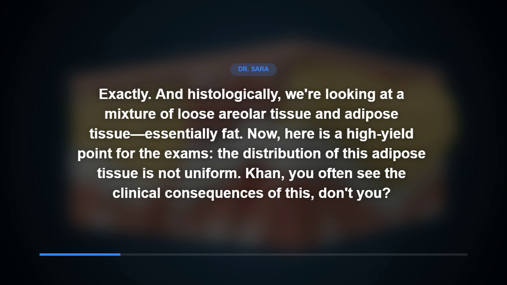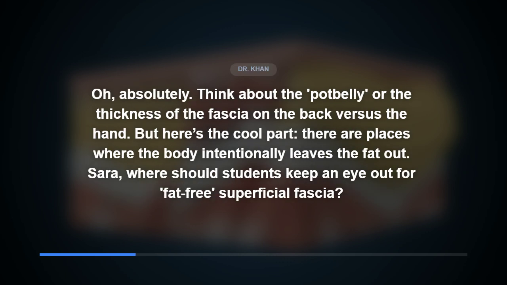Exactly. And histologically, we're looking at a mixture of loose areolar tissue and adipose tissue, essentially fat. Now here is a high yield point for the exams. The distribution of this adipose tissue is not uniform. Khan, you often see the clinical consequences of this, don't you? Oh, absolutely. Think about the pot belly or the thickness of the fascia on the back versus the hand.